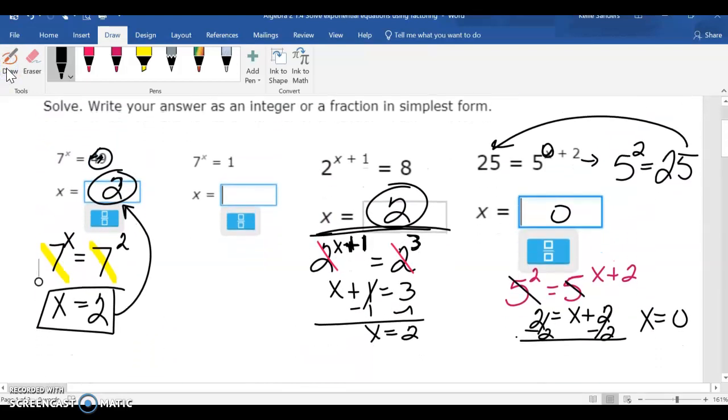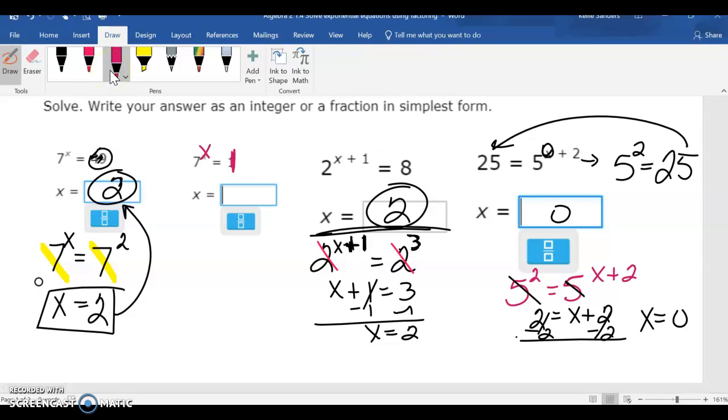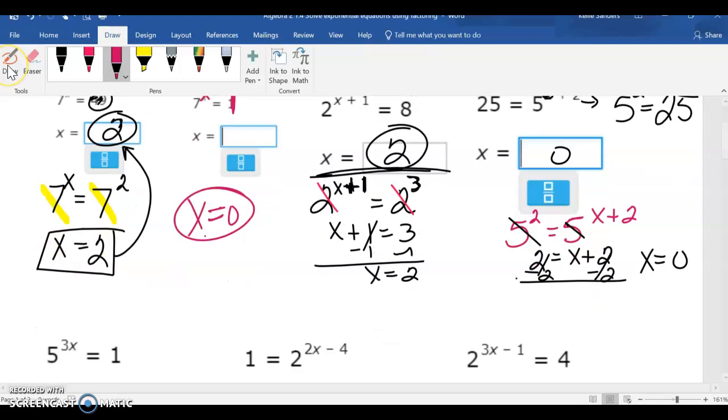Oh, okay, so now on this one. Whenever there's a 1 and there is an exponent with x in it, then that power has to equal 0. Anything to the 0 power equals 1. So if the x is the power and we got 1, then what is x going to be? 0. There was no work to be done on that.